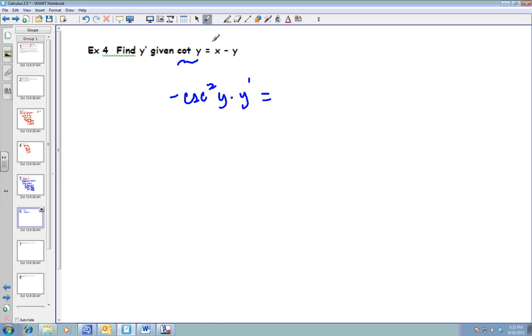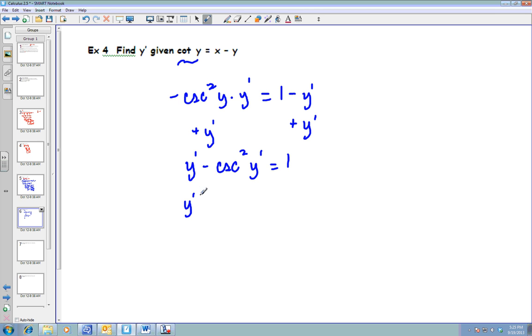Equals derivative of x is just 1 minus derivative of y is 1, but it had a y with it, so it's 1 y prime. Now, I need my y primes on the same side, so I'm going to take this one over here. So I have y prime minus cosecant squared y prime equals 1.